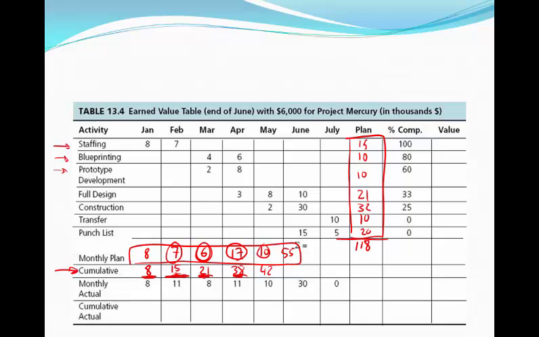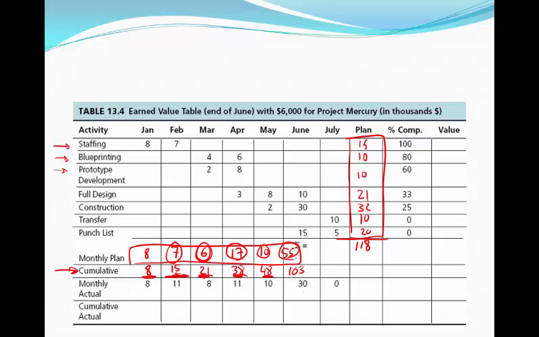That would give us $48,000. Take the 48 spent to date in May, add the 55,000 that are planned for June, and you get a total of $103,000.